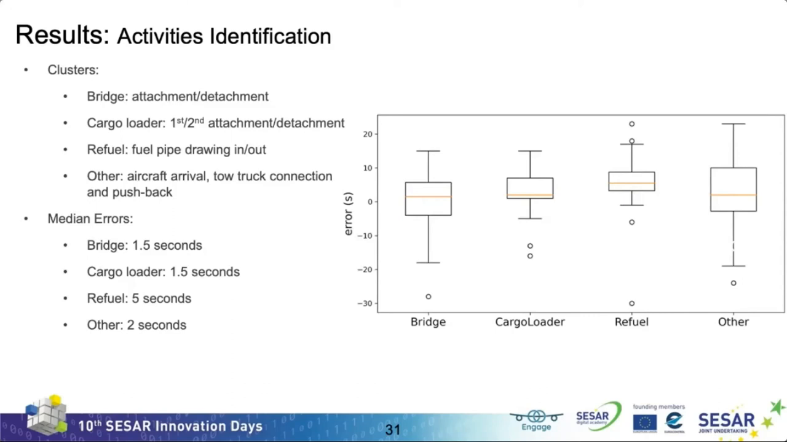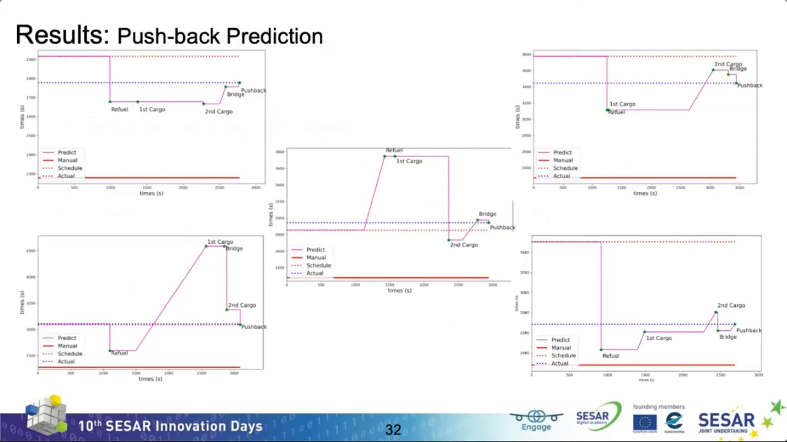overall turnaround duration. As there are only 5 testing videos, we display all our prediction results. Across the 5 videos, we can see that the actual flight turnaround times are very different, ranging from 2,500 seconds to 3,900 seconds. Interestingly, the difference between actual and scheduled pushback times seems to be variable, regardless of duration.